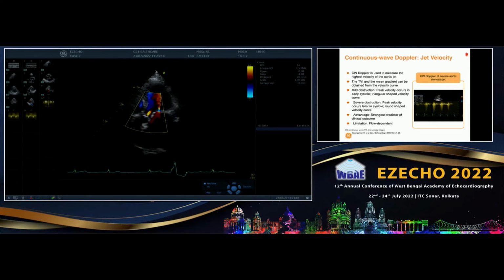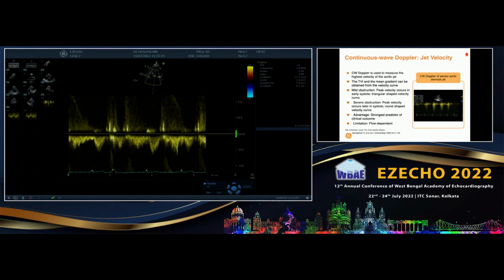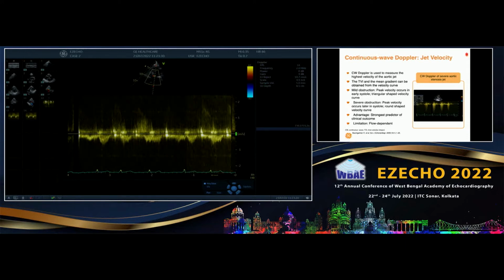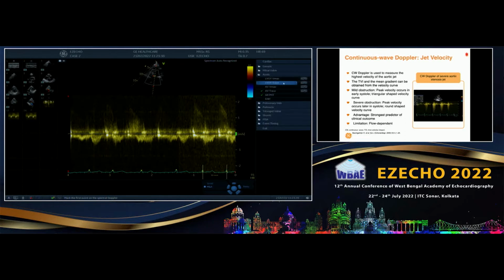Now this is called the DVI, Doppler Velocity Index. The basic principle of DVI is to take the proximal flow as your numerator and the distal flow as your denominator. When you are doing a DVI for mitral, the mitral flow will be the numerator and the LVOT flow the denominator. When you are doing it for the aorta, the LVOT flow will be the numerator and the aortic flow the denominator. On the mitral side, it should not be more than 2.5 and on the aortic side, it should not be less than 0.3. So LVOT VTI is 12.7.